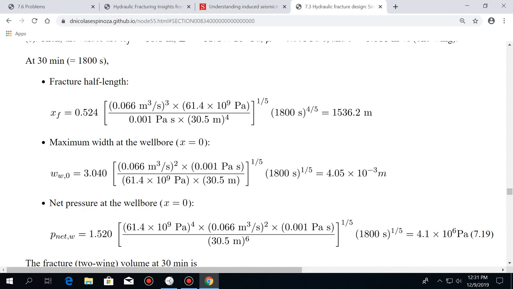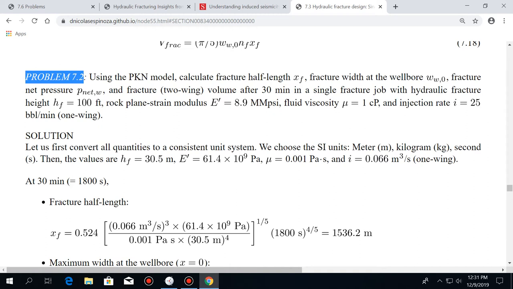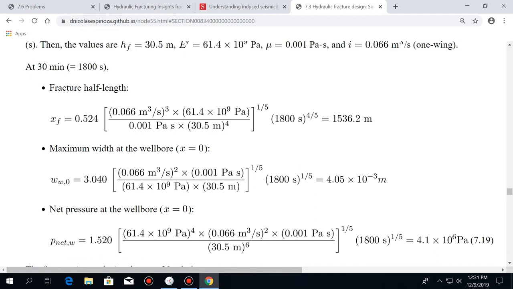And here you have an example. Okay, for the example, remember, guys, take a look at all the examples in the notes, plus the homework and the examples we do in class. So here you have one example with a PKN model, and then what you should get.